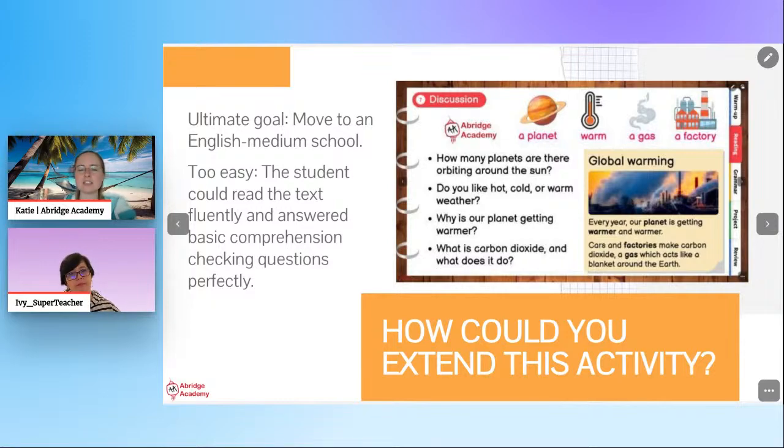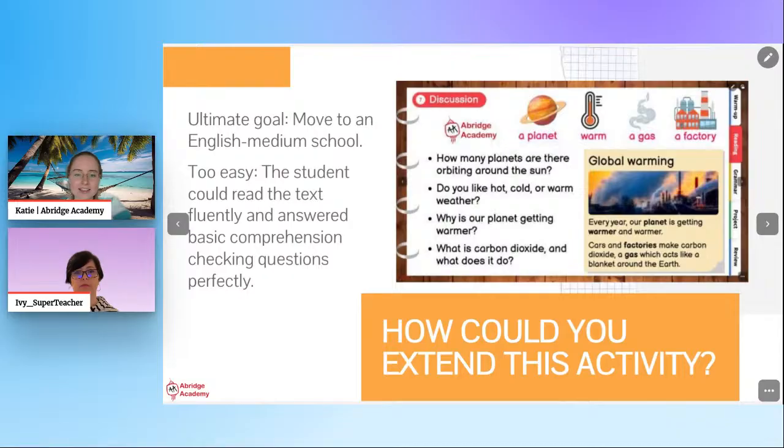But perhaps they find the reading too easy, and their goal is to move to an English medium school where they're going to have to write about global warming, perhaps. Or maybe make a poster campaigning and suggesting things their classmates could do to help save the environment, or write something to their school headmaster, the principal, or to their local council, for example, campaigning for something to do with global warming. Think about how you can link this into other skills that the student specifically needs to practice more of. That would be my kind of thinking there.